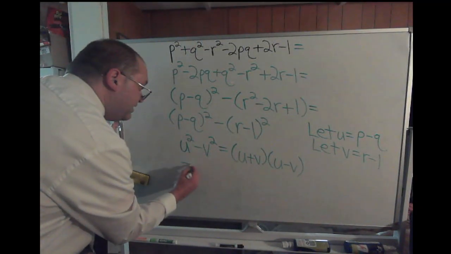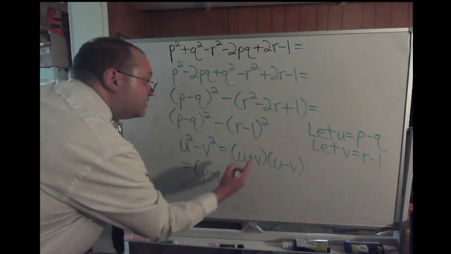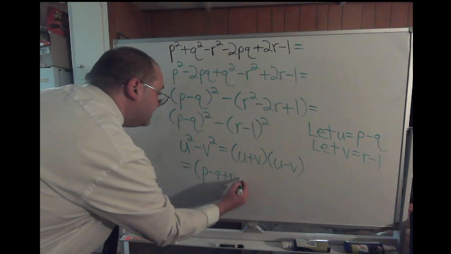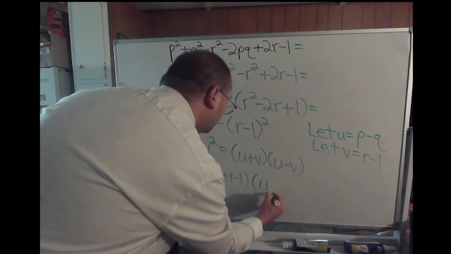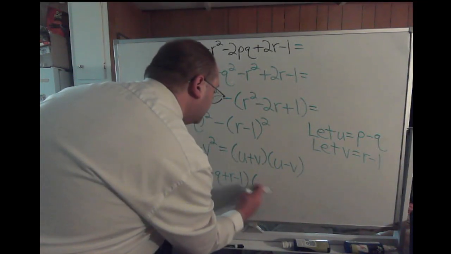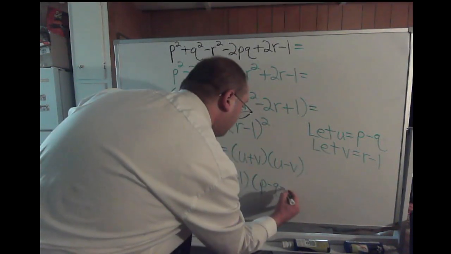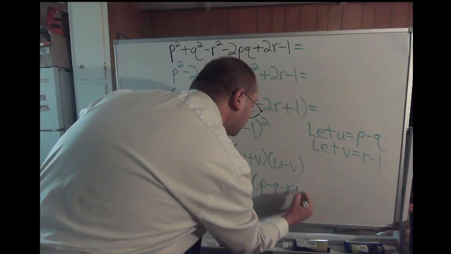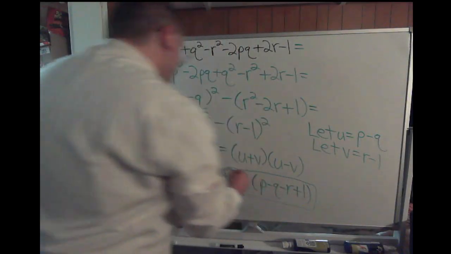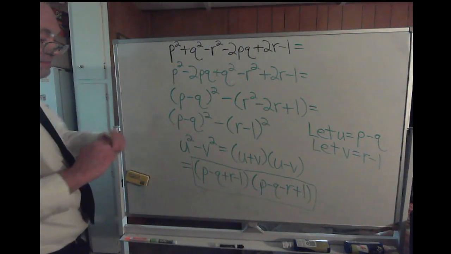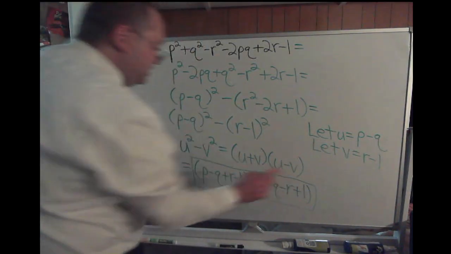Now it's time to put your values back in for the u and v. For u, it's p minus q plus your v, so that'd be plus r minus 1, that quantity, times the quantity of u minus v, which is p minus q minus r, negative negative 1, that's plus 1. So the factorization for this problem would be the quantity of p minus q plus r minus 1 times the quantity of p minus q minus r plus 1.